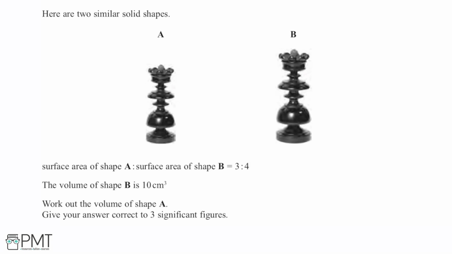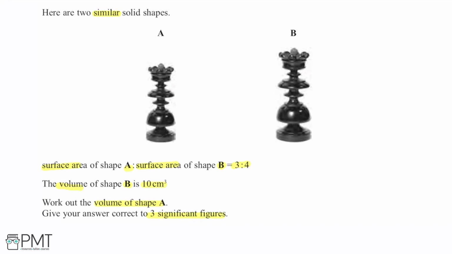So in this question, we have two similar solid shapes, and we're told that the ratio of the surface area of shape A to the surface area of shape B is 3 to 4. And we can see that shape B obviously does look larger than shape A, so that would make sense. And we're told that the volume of shape B is 10 centimetres cubed. We're asked to work out the volume of shape A, giving our answer correct to 3 significant figures.